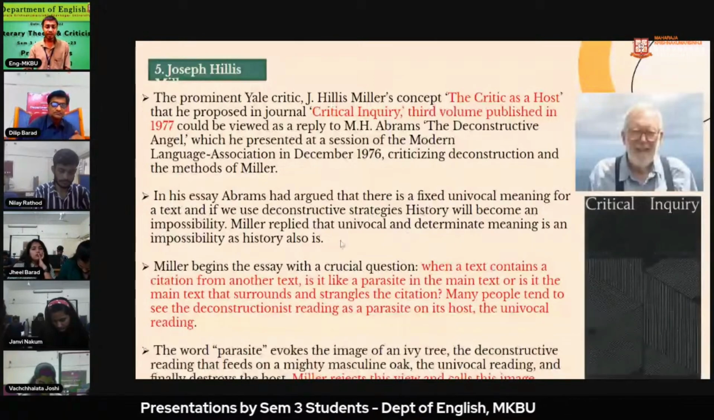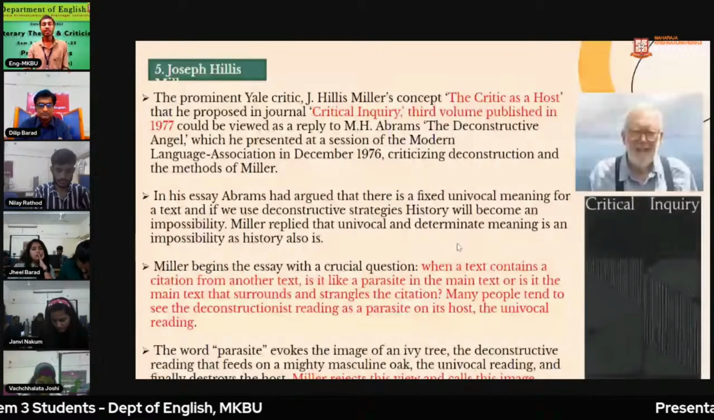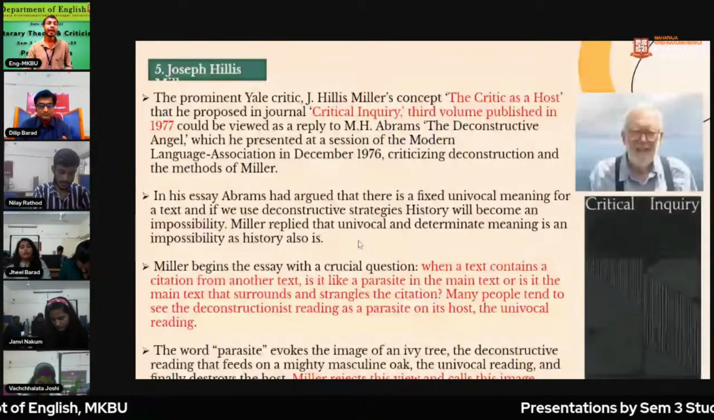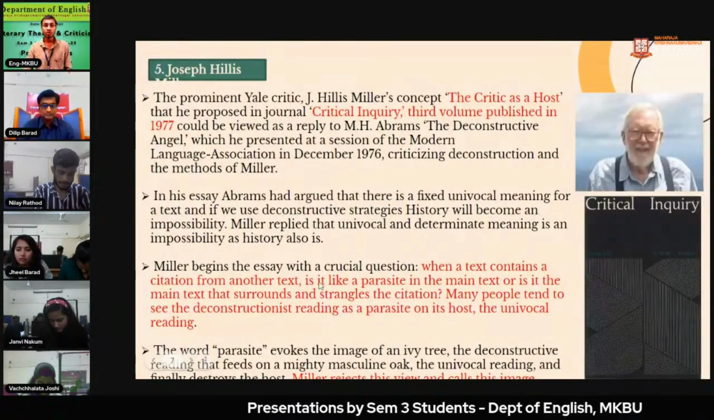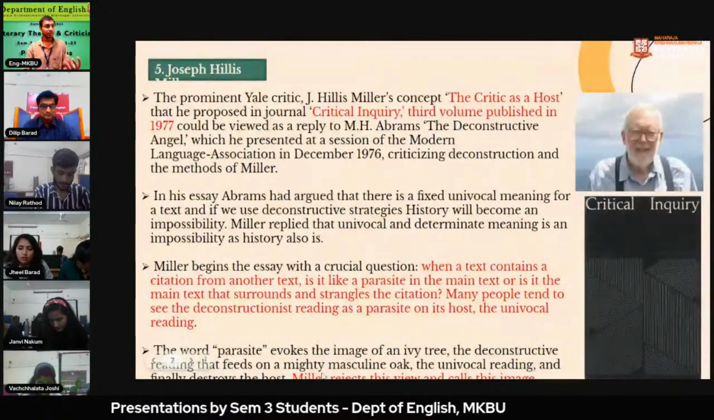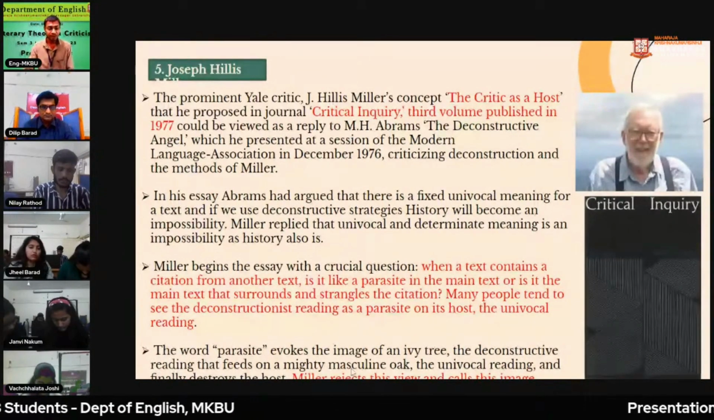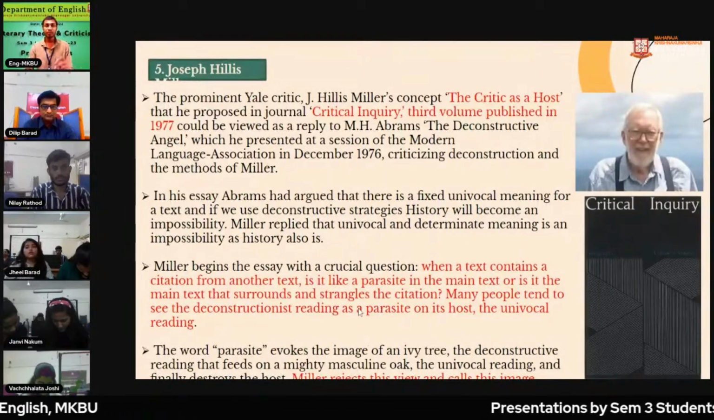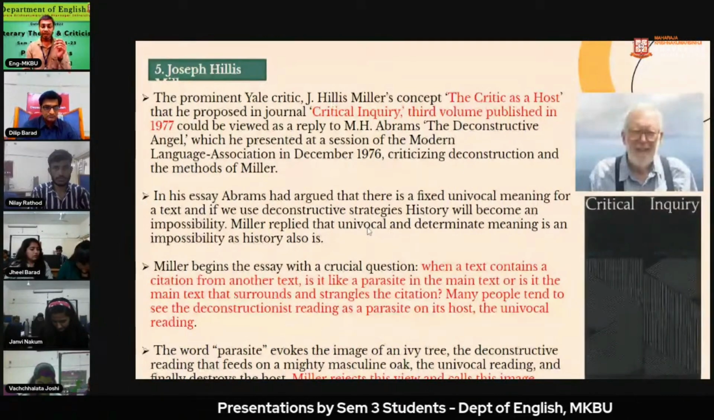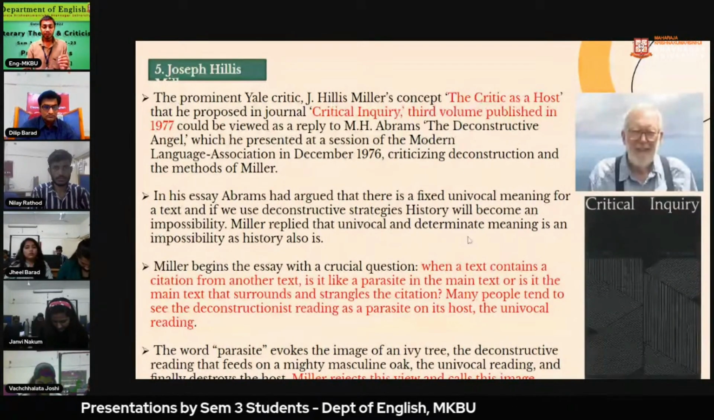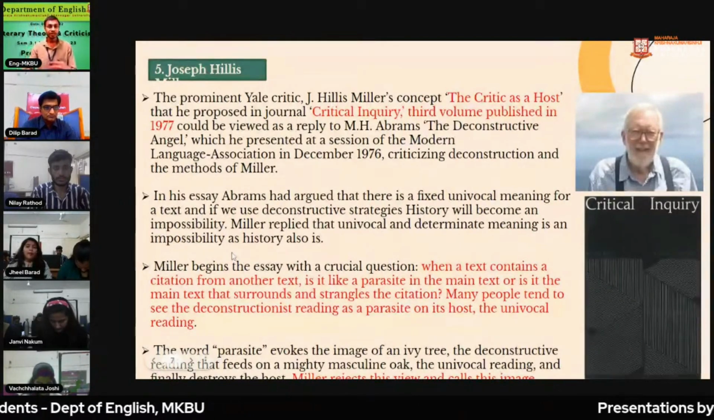But Miller replied that univocal and determinate meaning is an impossibility, as history also is. So we cannot even rely on the historical sources we have right now, because there are still some dilemmas about so many aspects. Some will have a different voice, and even the years are not decided properly. So that is why Miller's argument becomes quite correct here. Univocal, meaning only one meaning, and determinate, meaning very limited meaning, is an impossibility, as history also is. So history also is an impossibility we can stand upon.